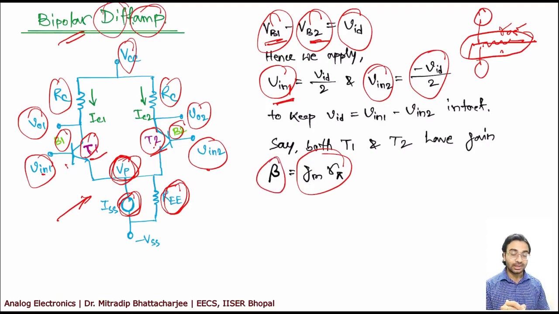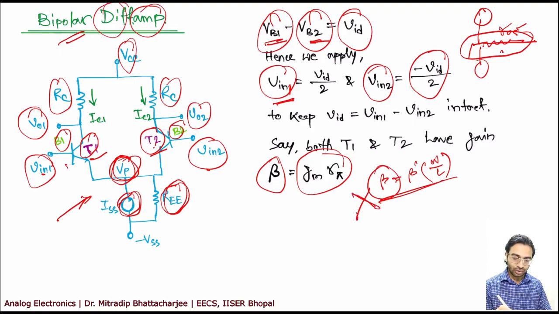So in this case your beta is the gain of this BJT. But a few slides back, the beta was beta dash W by L for MOSFET. So this beta is not the same beta over here. This is for BJT, and the beta value here is the gain GM R pi. So please remember and don't confuse yourself.